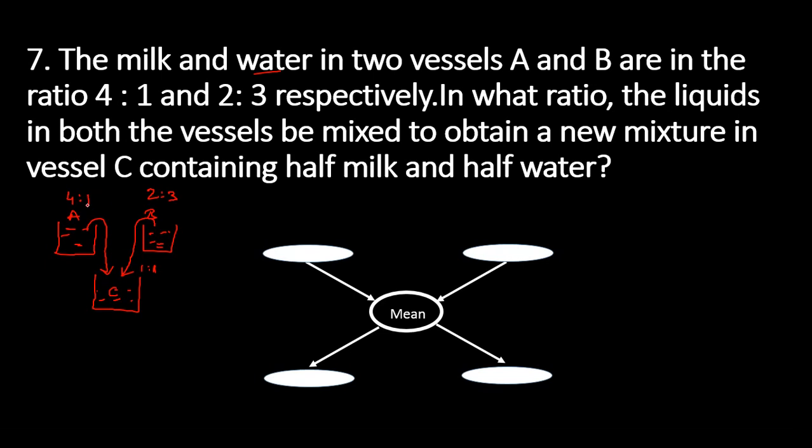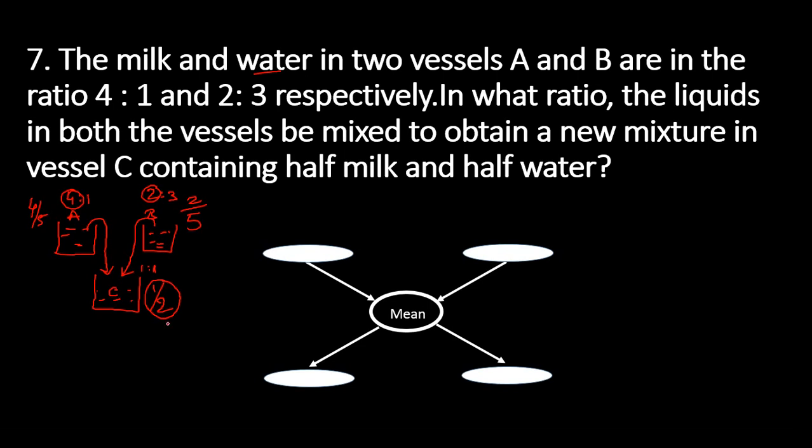We have to concentrate either on milk or water. Let us concentrate on milk. What is the milk proportion here? 4 by 5. For every 5 parts, 4 parts is milk. Here, for every 5 parts, how many parts is milk? 2 parts. Whereas in C, for every 1 part, 2 parts is milk.